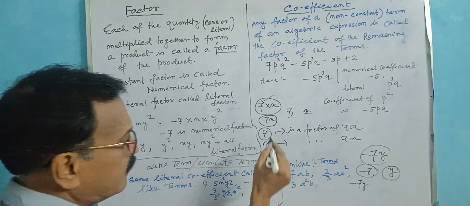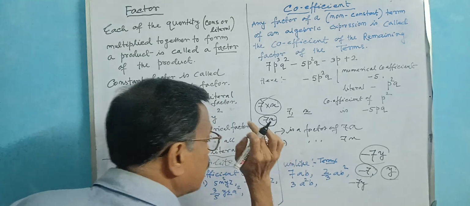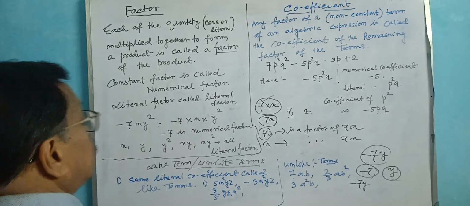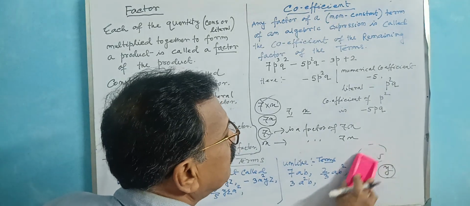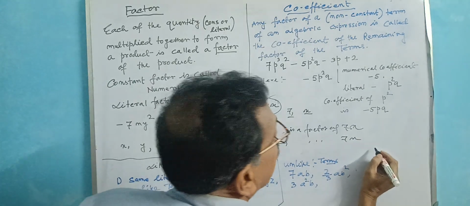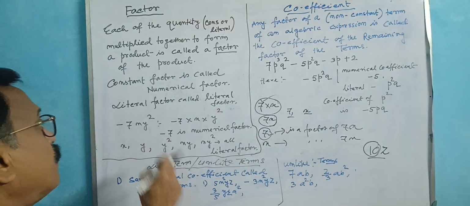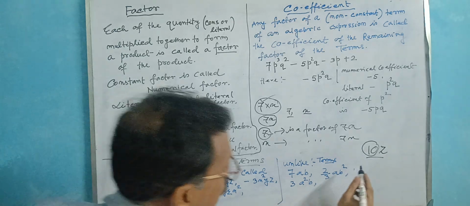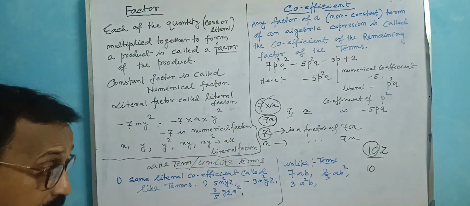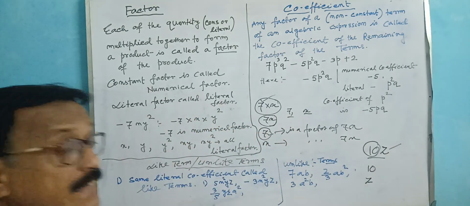A constant factor, suppose 7, is a constant factor, actually called the numerical factor. Suppose 10z. So 10 is actually the constant part. The constant factor is called the numerical factor, so 10 is the numerical factor here. And which one is called the literal part? z is actually the literal factor.